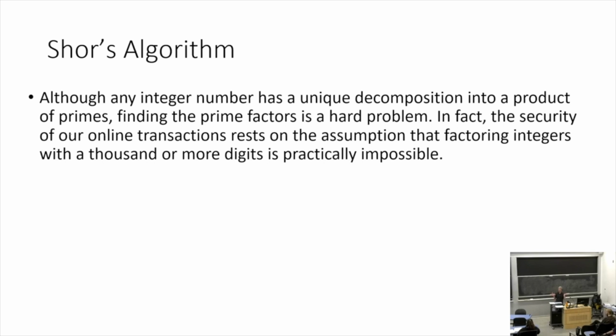So what is Shor's algorithm? Shor's algorithm basically says that any integer can be decomposed uniquely into a product of primes. Finding the prime factors is a hard problem, and so the basis of most secure public key encryption systems relies on this idea that prime factorization is hard. Can anybody give us an intuitive feel for why prime factorization is challenging on a classical computer?